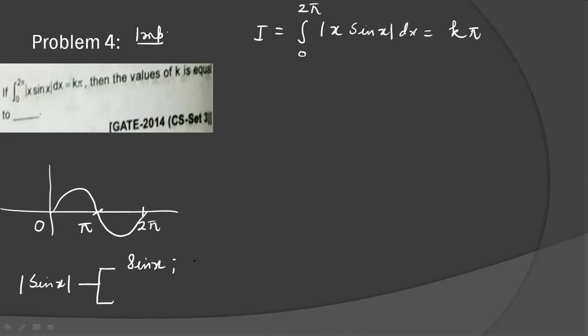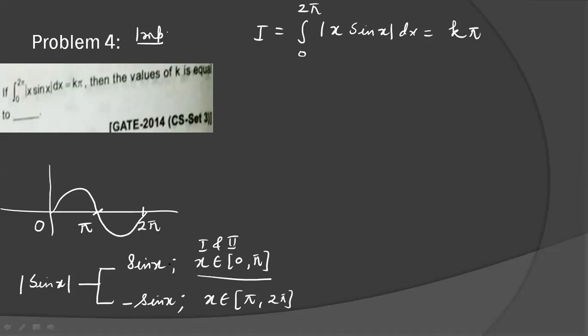Sine x when x belongs to 0 to pi. But in pi to 2 pi, sine x is negative, so to make it positive we have to give a minus sign. This is covering the first and second quadrant, and in these two quadrants sine x is positive. But in the third and fourth quadrant, sine is negative, so we have to give a minus sign. That's why it will become positive ultimately.